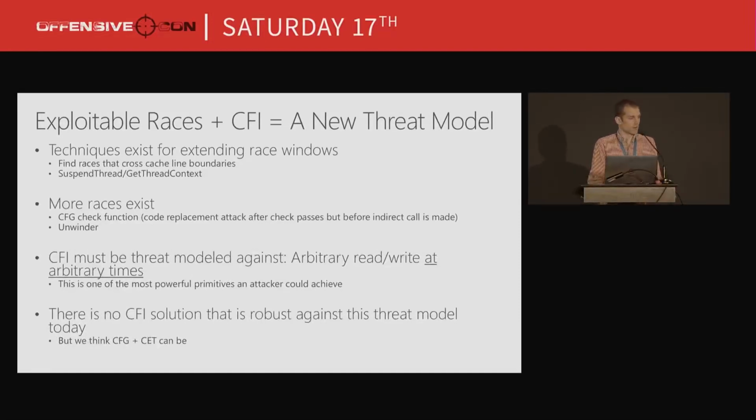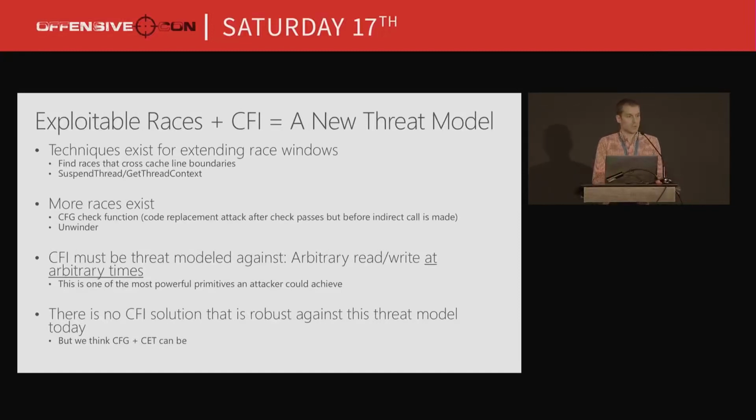Another way that you can make races even easier to win is you can call system calls like suspend thread and get thread context. So you can actually suspend another thread, and then you can retrieve its register state, and you can look at the instruction pointer and see, am I at the right place to start executing my race condition or not?